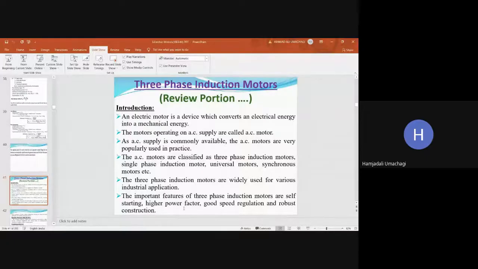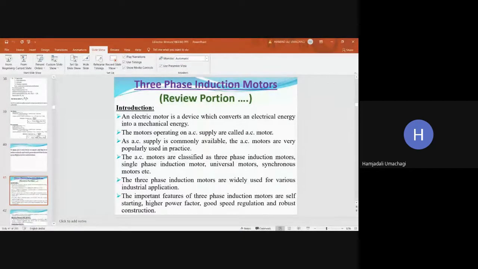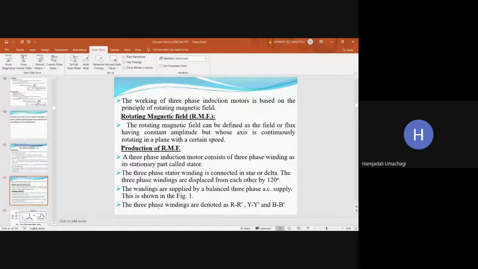It has a high power factor, good speed regulation, and robust construction. So all these are the advantages, or the salient features, of the three-phase induction motor. Then the working of three-phase induction motors is based on the principle of rotating magnetic field.